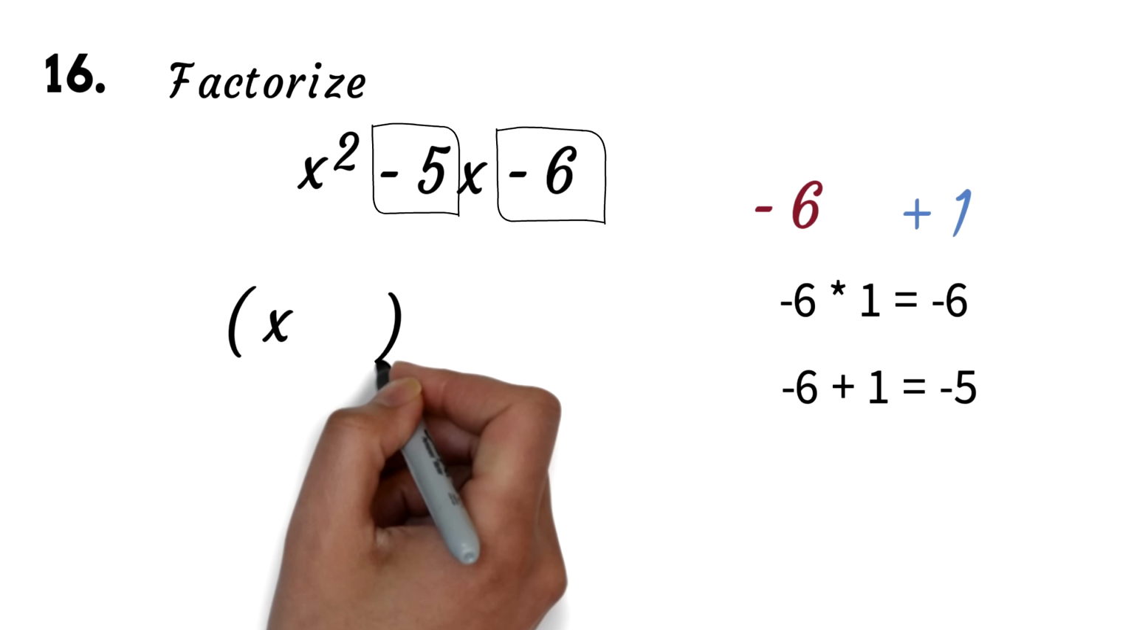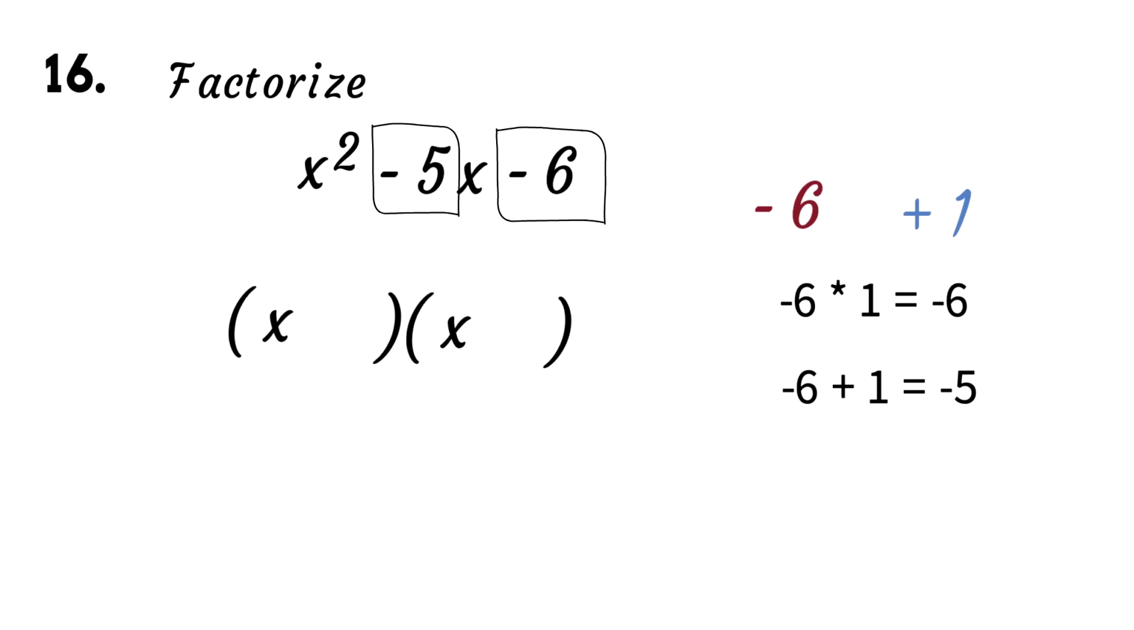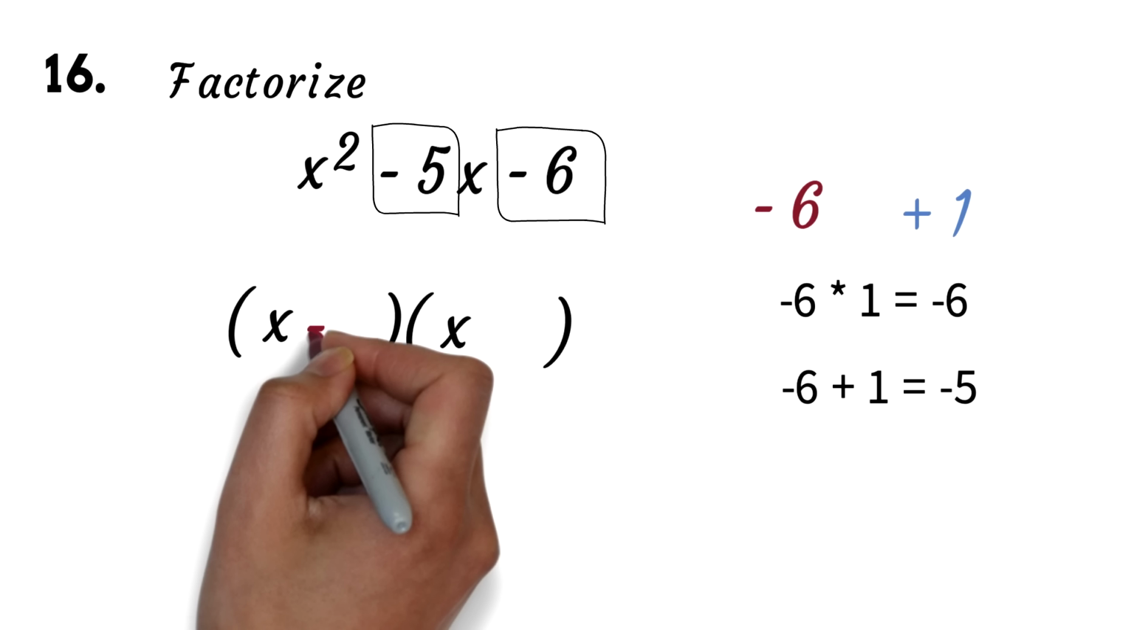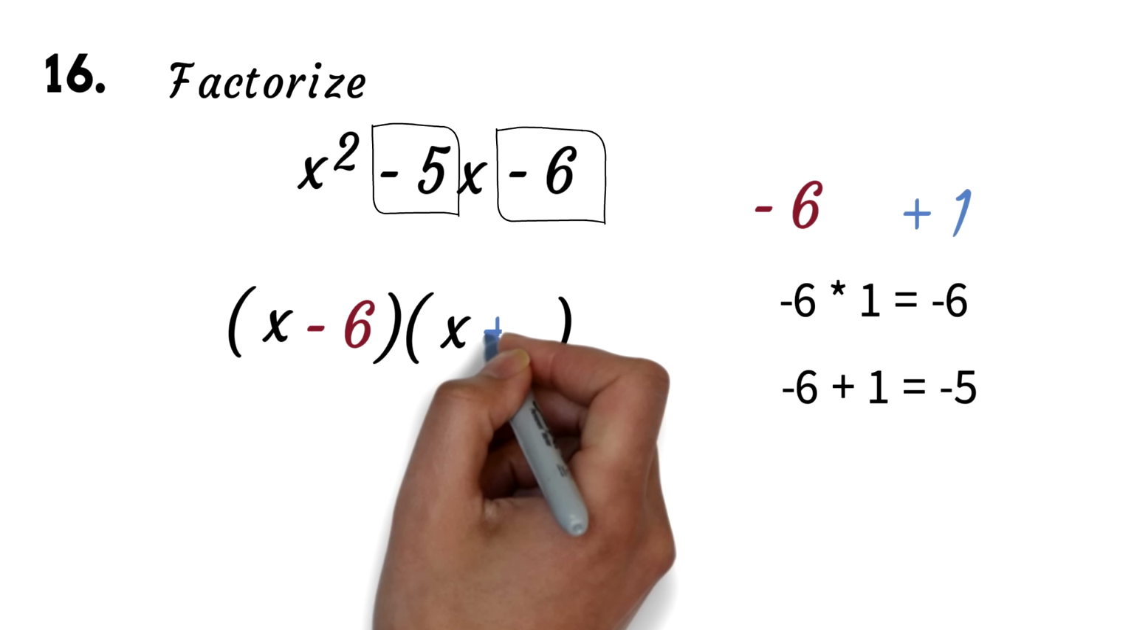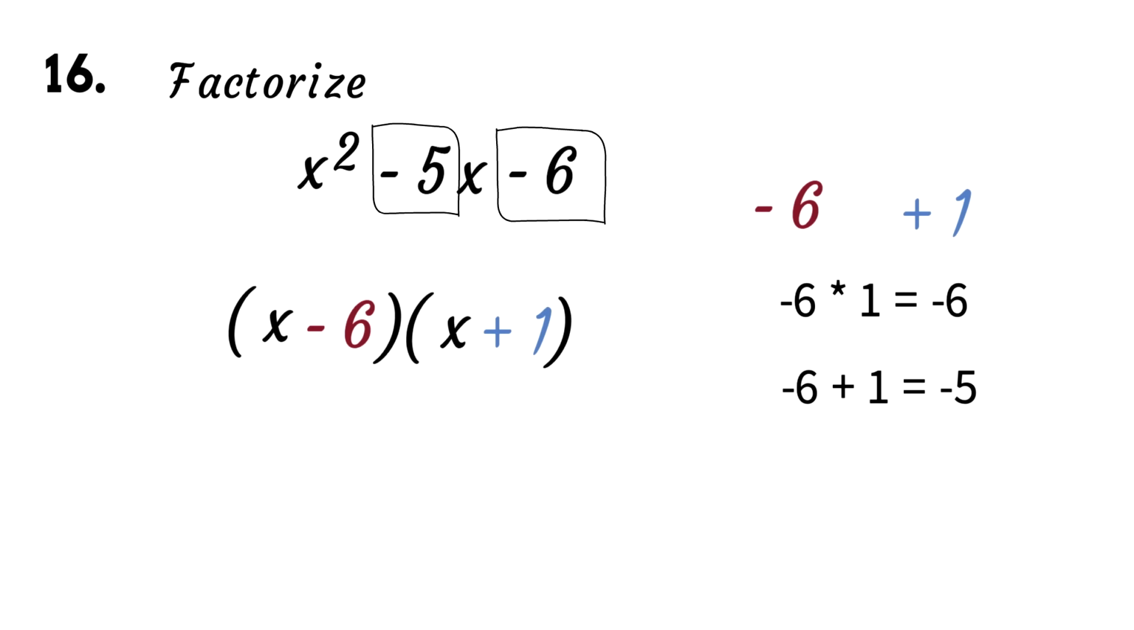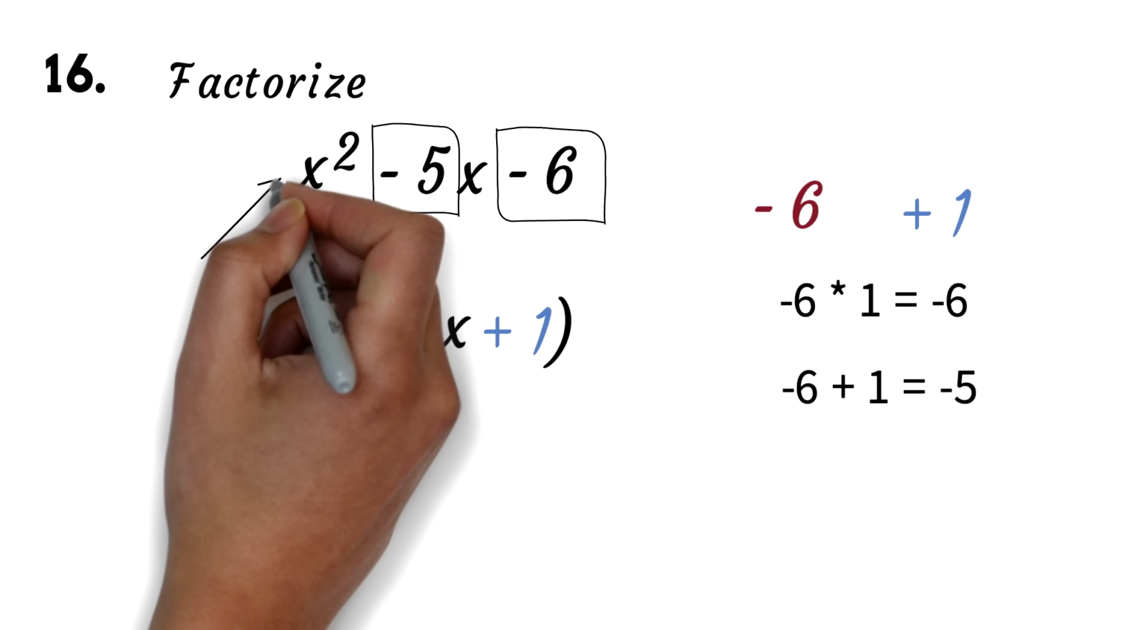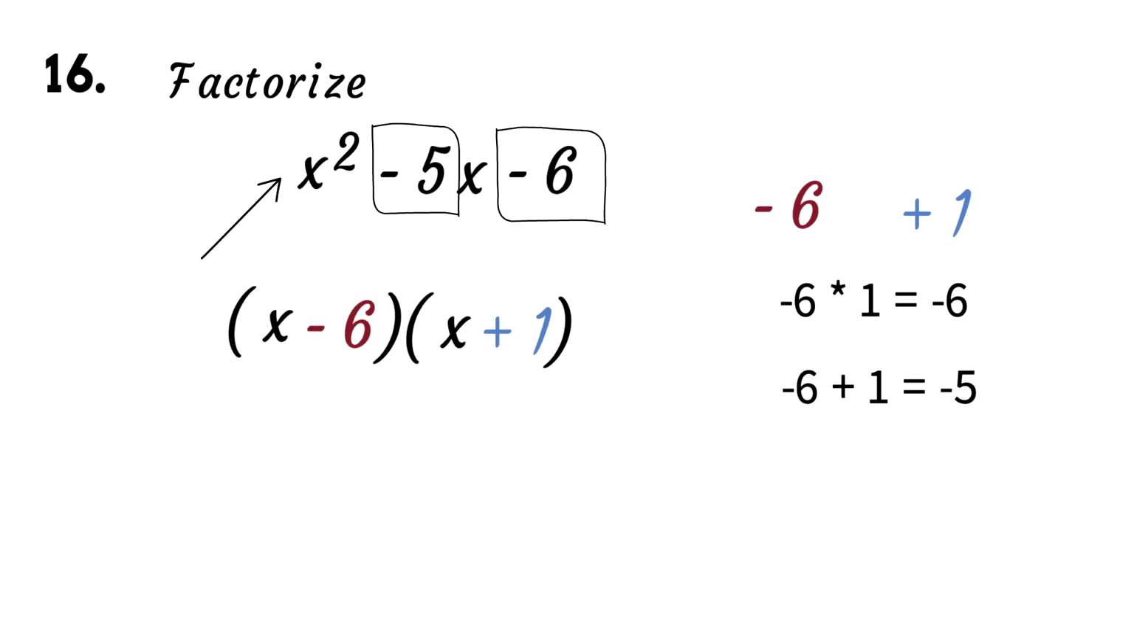After finding these numbers, all you do is put them in parentheses with the x, and you are done. So we have x minus 6 and x plus 1. Please, this method works only if there is no number in front of the x squared. In math, we say the coefficient of the x squared is 1.